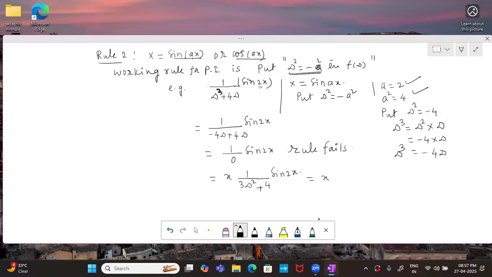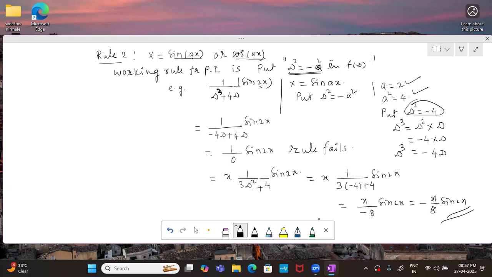is equal to x into 1 upon 3 d square plus 4, put the value of d square. d square is minus 4, plus 4 sine 2x. Means it is finally x upon 3 multiplied by minus 4, that is minus 12, and minus 12 plus 4 is minus 8, sine 2x. So it is minus x upon 8 sine 2x. And that is the result.